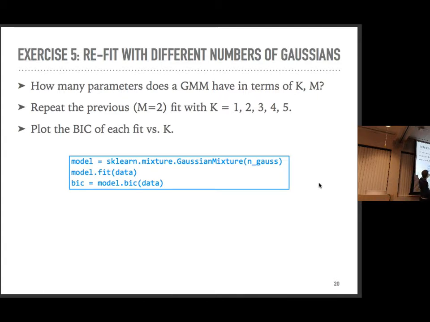And how do you get the BIC? It's very simple. Once you've done the fit, you just say model.bic. It doesn't remember the data, so you need to give it the data back again, which means you could now calculate the Bayesian information criterion for a different data set if you wanted. You don't need to make a plot. I'm going to show you a plot. Just look at the numbers and how they compare.